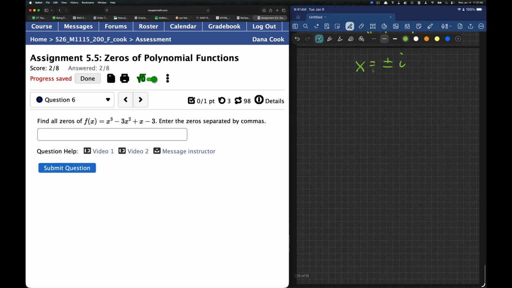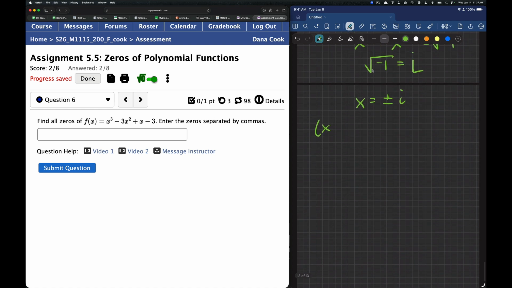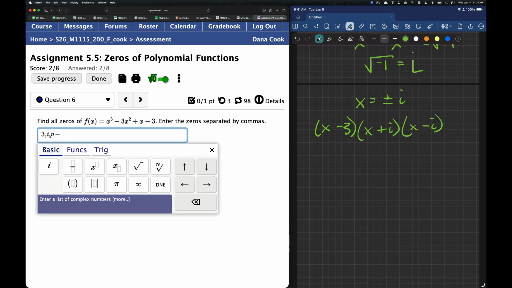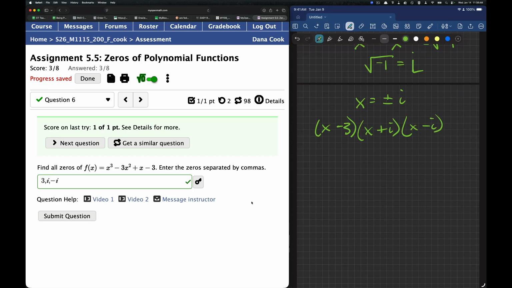And so if I want to write those factors out, I have x minus 3, and then x plus i, x minus i. And of course, when I'm typing that in, I would simply type it in as 3 comma i comma negative i. Oops, I have a typo in there somehow. Anyway, there we go. That's it for that one. A bit shorter than the others.